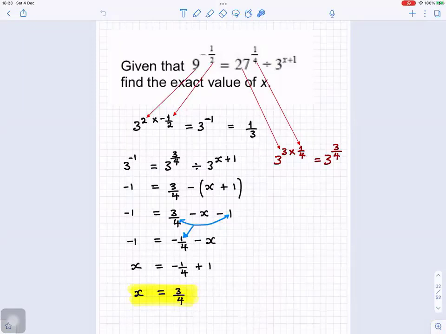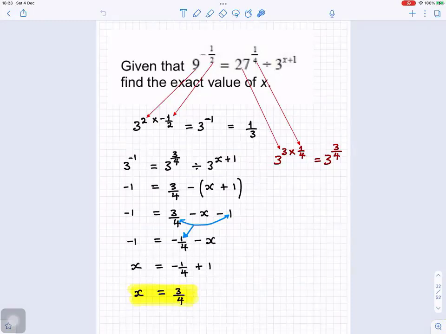Given that 9 to the minus a half is equal to 27 to the 1 over 4 divided by 3 to the power x plus 9. Yes, this would probably be one of the hardest of the questions so far. And find the exact value of x. I think lots of students who get this type are those who will be getting their grade 9s.